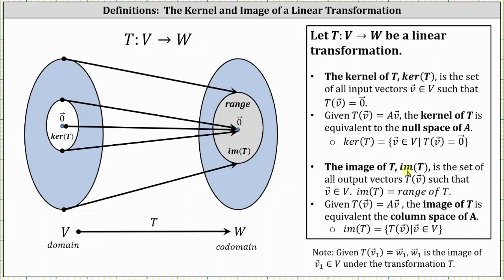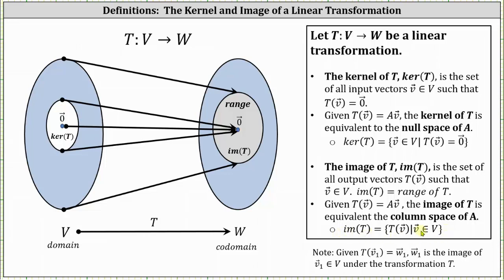The image of T, denoted im T, is the set of all output vectors T of vector v such that the vector v is in the vector space V, or the domain. And therefore the image of T is equal to the range of T. Given T of vector v equals matrix A times vector v, the image of T is equivalent to the column space of matrix A. And the definition of the image of T can also be stated using the notation shown here below.